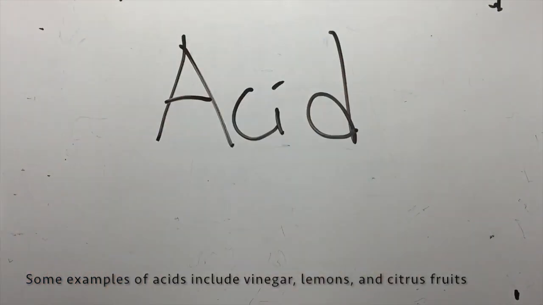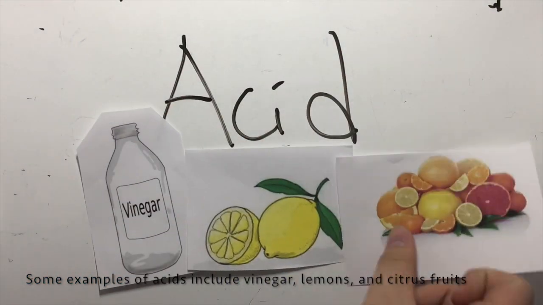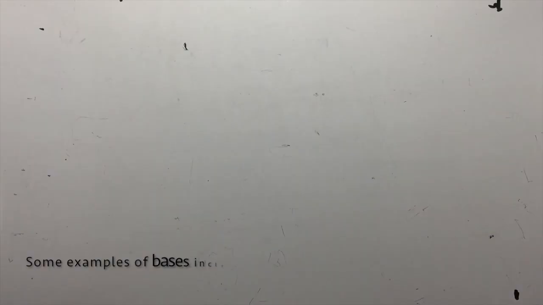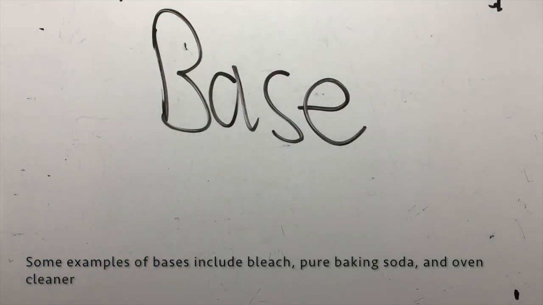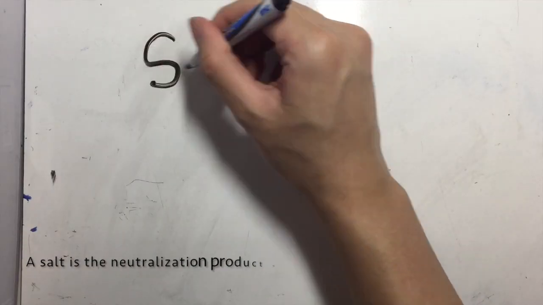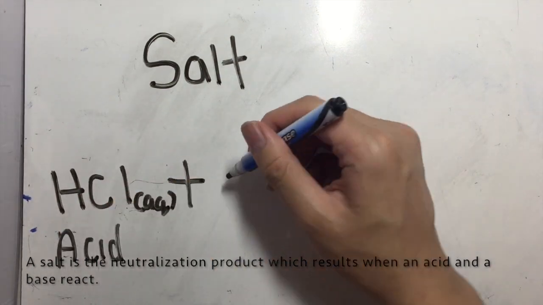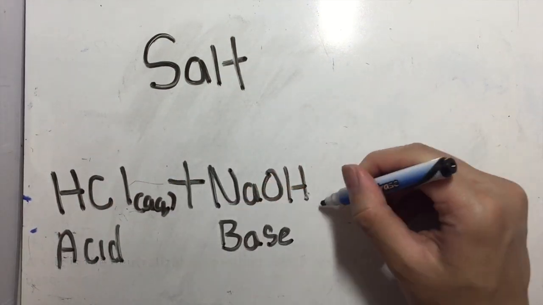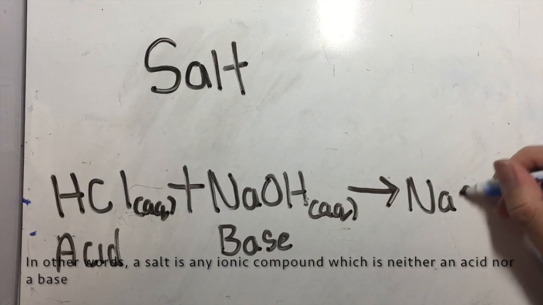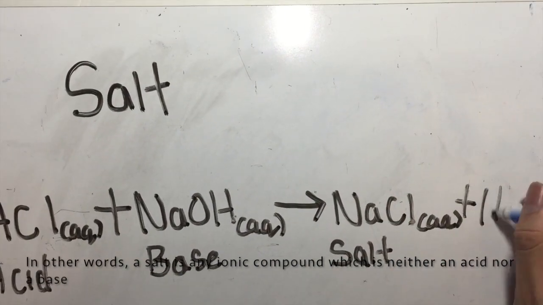Some examples of acids include vinegar, lemons, and citrus fruit. Some examples of bases include bleach, pure baking soda, and oven cleaner. A salt is the neutralization product which results when an acid and a base react. In other words, a salt is any ionic compound which is neither an acid nor a base.